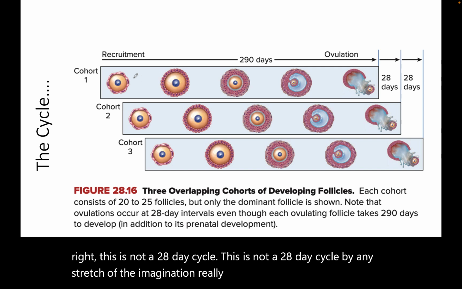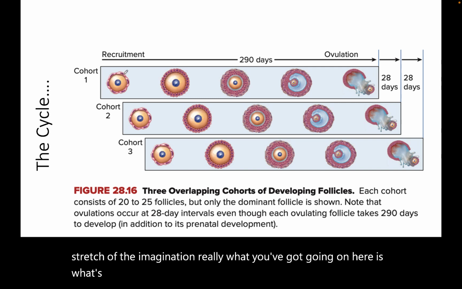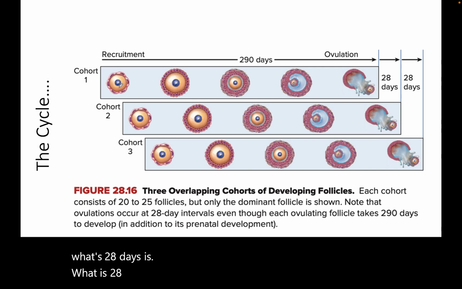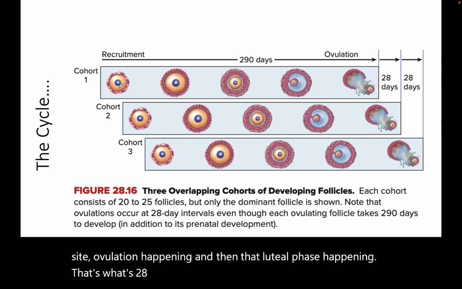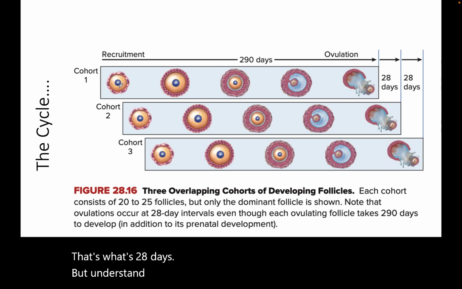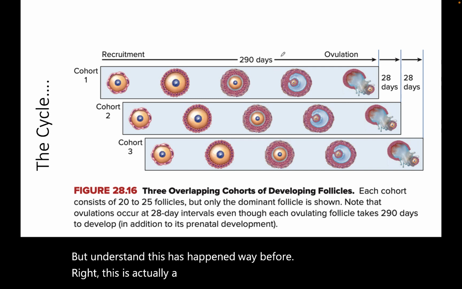Really, what is 28 days is the primary oocyte going to a secondary oocyte, ovulation happening, and then that luteal phase happening. That's what's 28 days. But understand, this has happened way before, right? This is actually a 290-day process.